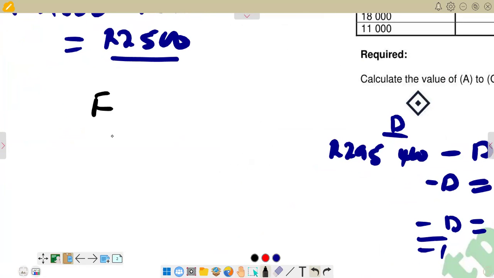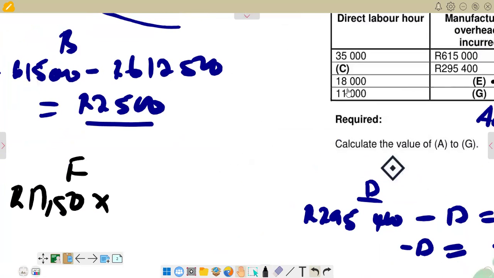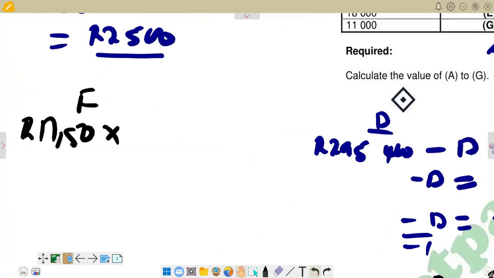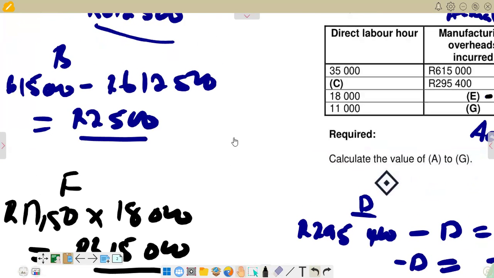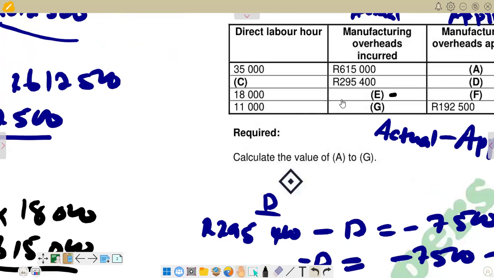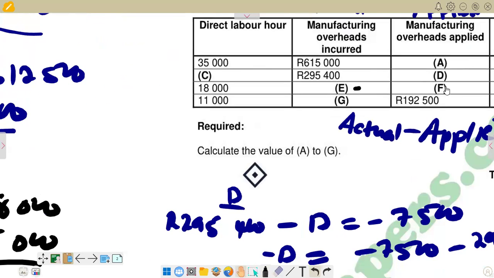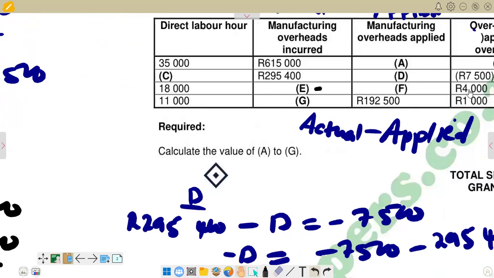So let's start by finding our F. Our F, we are saying the rate is 17 rand 50, and then we multiply by the number of hours. Let's just recheck the number of hours. We have 18,000. Then we can find our F. If you multiply there, you get 315,000. So this is our F. Then we can go back now to find our E.